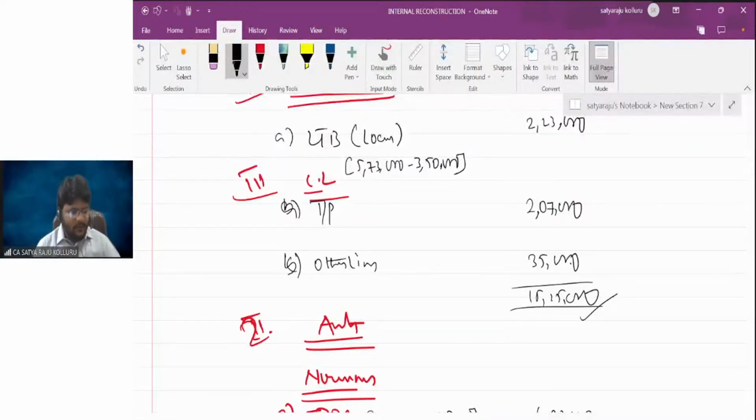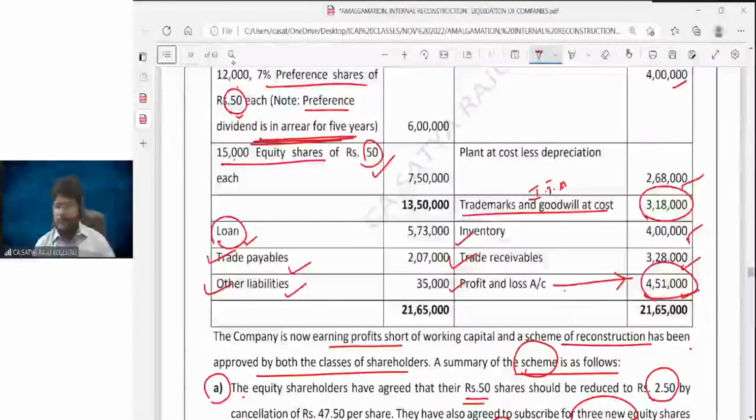So please all of you cross verify. From your side also it tallied. Fine. So in internal reconstruction problems, nothing is there. The only painful factor is that you need to consider each and every component and how it is impacted. If that is okay with you, then you can easily enjoy the problem.